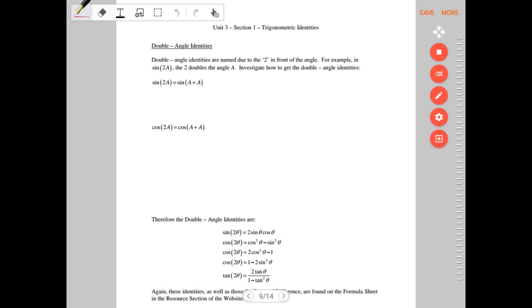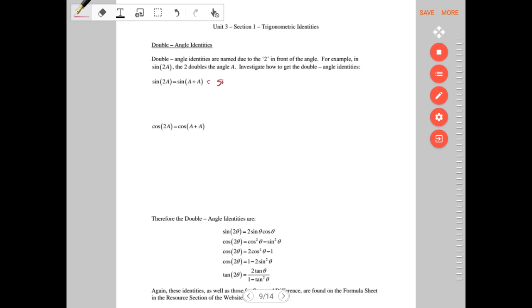Double angle identities are named due to the 2 in front of the angle. For example, sine 2A, the 2 doubles angle A. Investigate how to get the double angle identities. So, if 2A means to double the A, it's the same thing as A plus A. So, I can use my sum and difference identities with sine of A plus A.